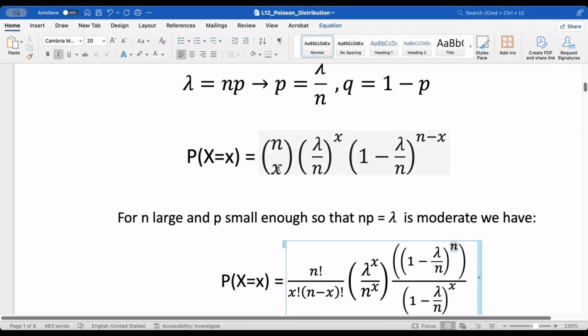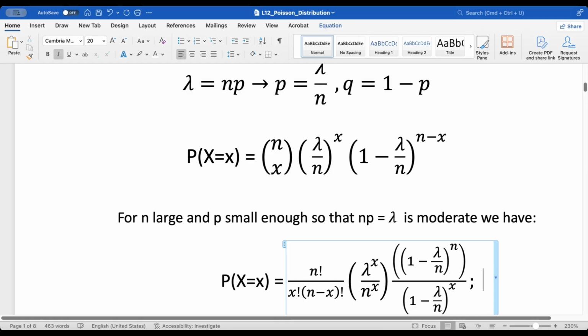All right, so n choose x is n factorial over x factorial times n minus x factorial. Lambda over n to the x power, we can apply the x to the numerator and denominator: lambda to the x over n to the x. Now we have here 1 minus lambda over n to the n minus x. So a subtraction of powers comes from division. So we can view an expression to the n minus x power as the expression to the n divided by the expression to the x. Let me just make a little note there.